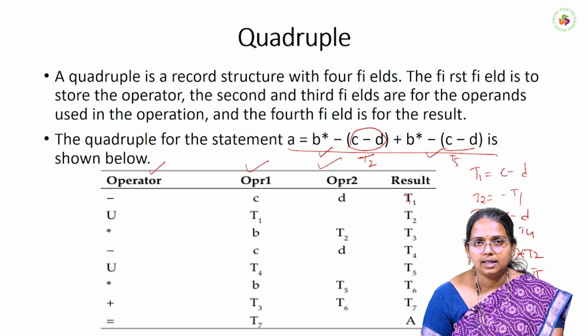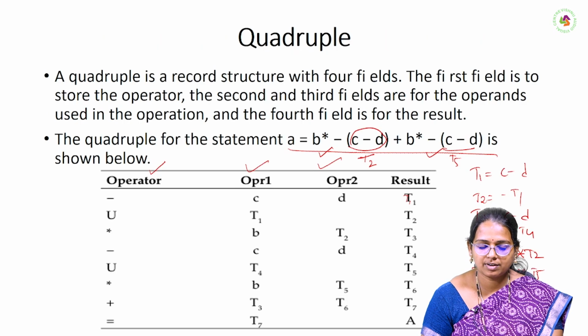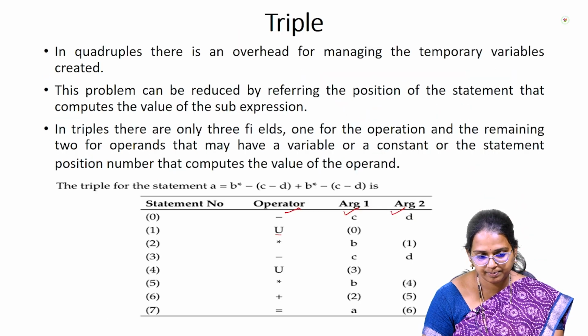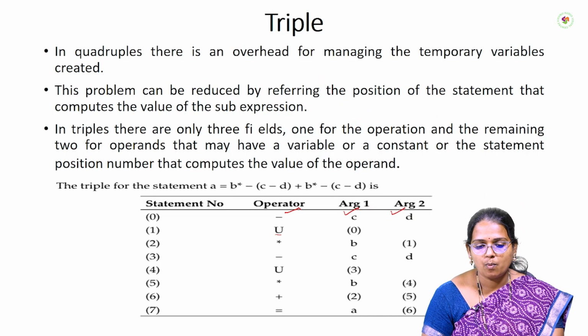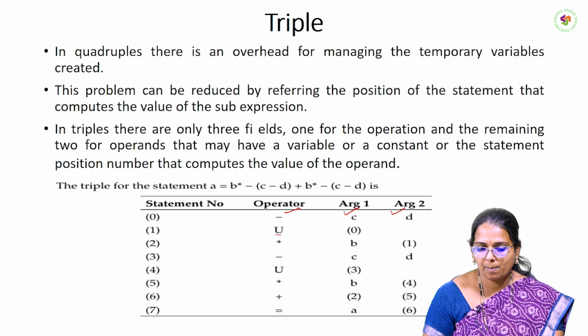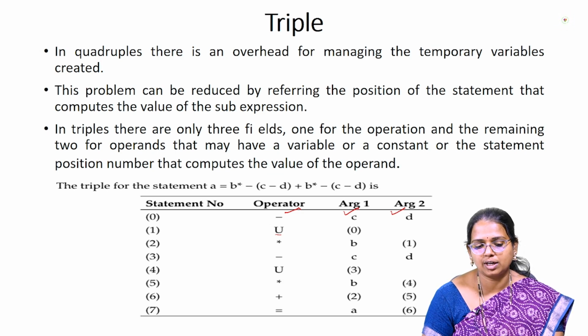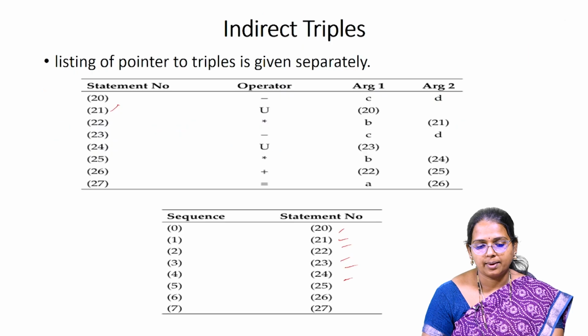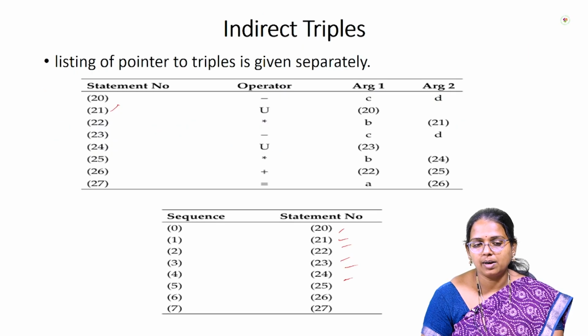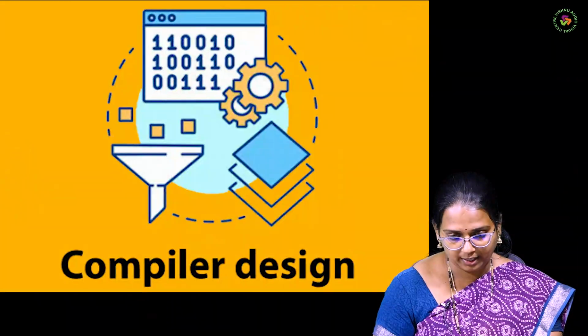In quadruple, it is a record of 4 fields: operator, operand 1, operand 2, result. And in triple, we have only 3 fields: operator, argument 1 and argument 2. For every implementation, we will give a sequence. Next, indirect triple will indirectly go for the statement by referring to the pointers.